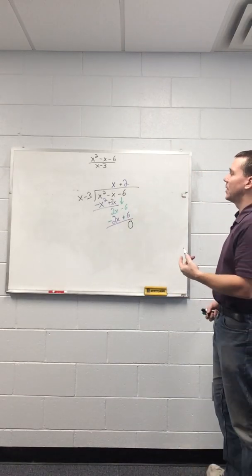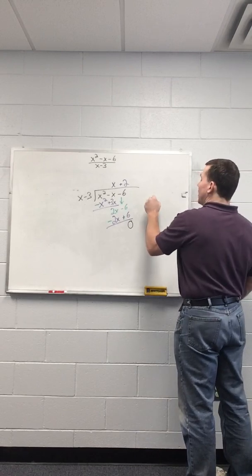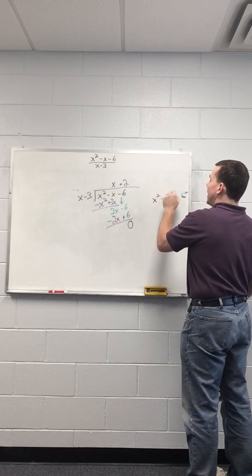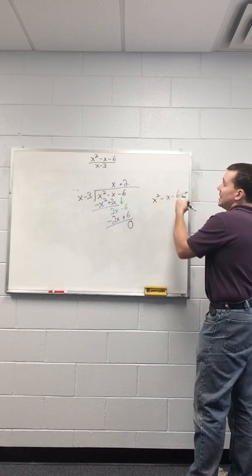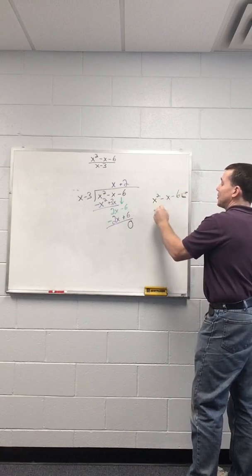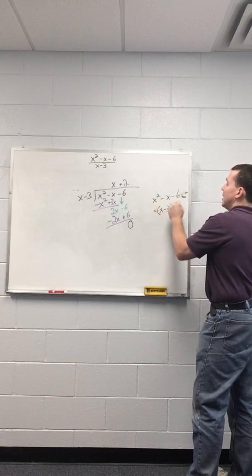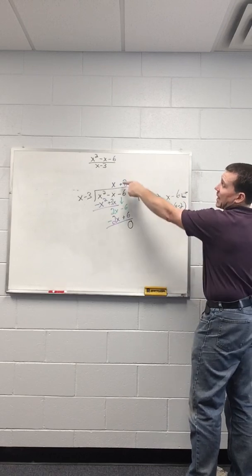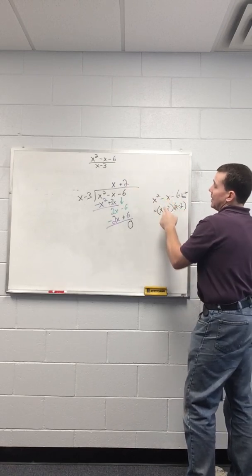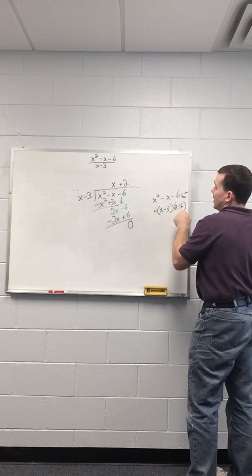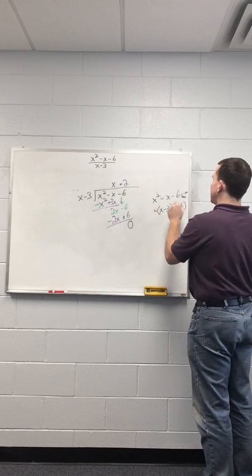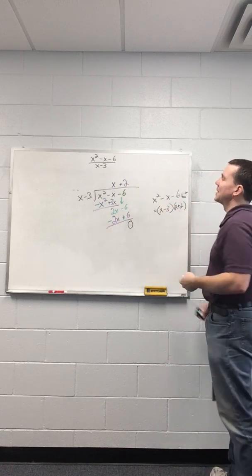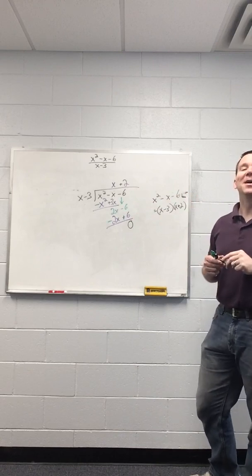And I would actually point out, if we were going back to, say, the last chapter, x squared minus x minus 6, that's a quadratic. You can factor it as x minus 3 times x plus 2, which is exactly what we got here. This divided by x minus 3 equals x plus 2. And we're done.